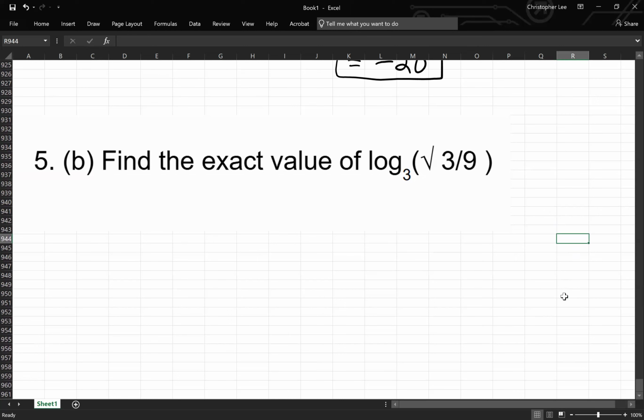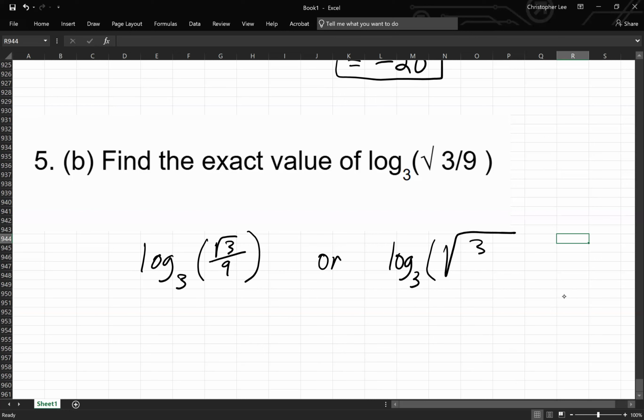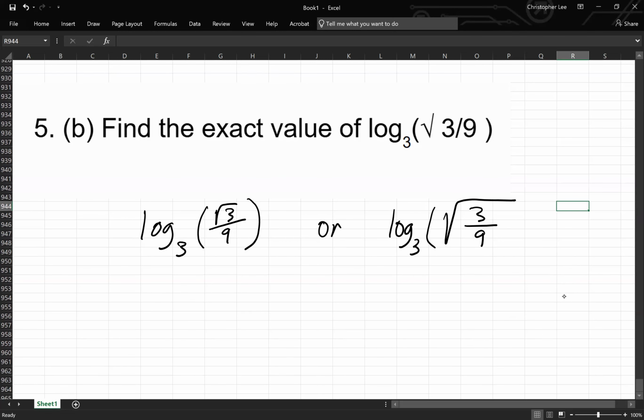The way this is written, it looks a little funny. So I'm going to assume that they mean log base 3 of square root 3 over 9. I feel like that's what's being asked here, right? It could either be that, or it could be log base 3 of the square root of 3 over 9. I'm not clear on what this is, but I feel like it's the first one. In either case, let's just do both, just for the practice, so to speak.